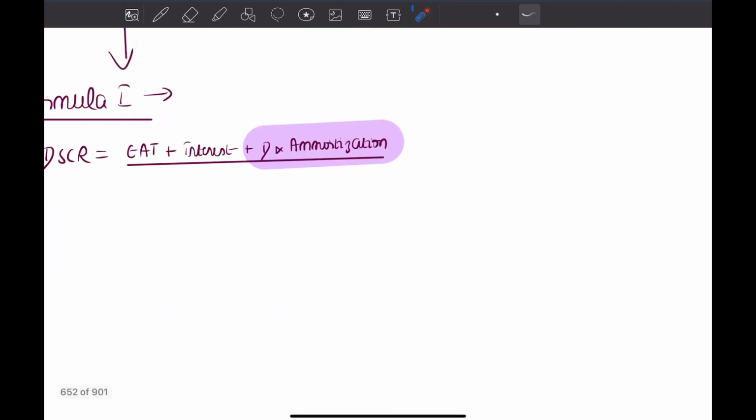Earnings after tax plus interest plus depreciation and amortization. This is giving a coverage to the debt services. And what are the debt services? It is interest plus installment, or basically we can say principal repayment.